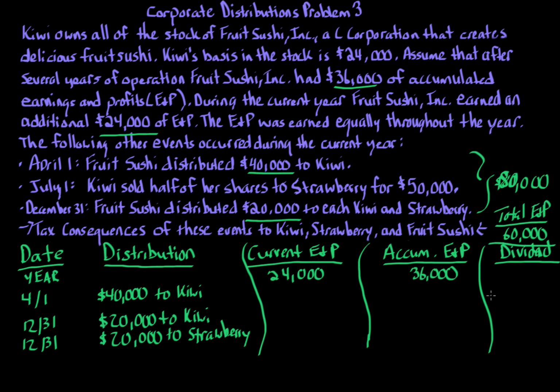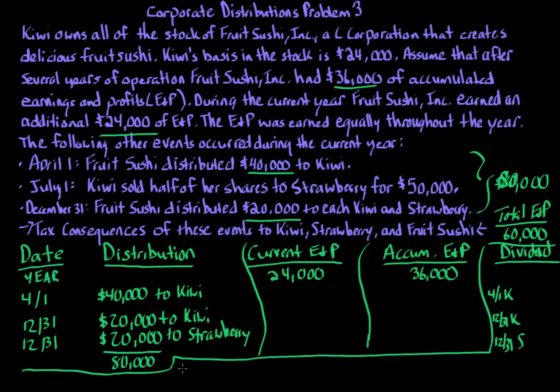By the way, I'm going to put the dates right here. 4/1 again, K for Kiwi. 12/31, K for Kiwi, because we're going to need this column later on. 12/31, S for Strawberry. We're going to need these amounts later on. You'll see why, because we're going to need this space later on. So if we add up all the distributions, which we already did, there's $80,000 total in distributions. If we apply our first rule, let's give us some space down here.